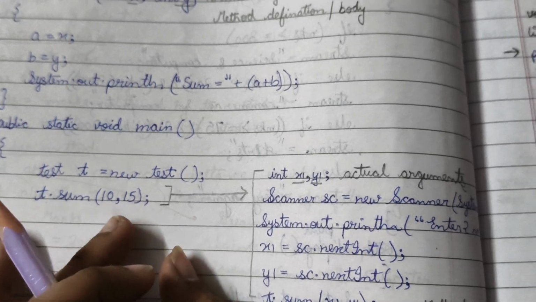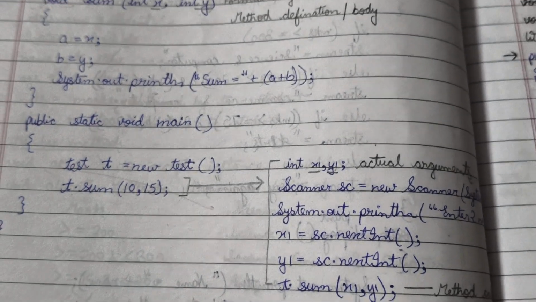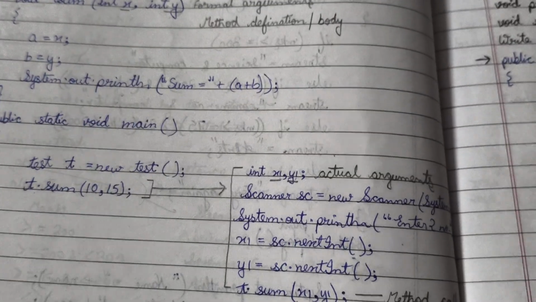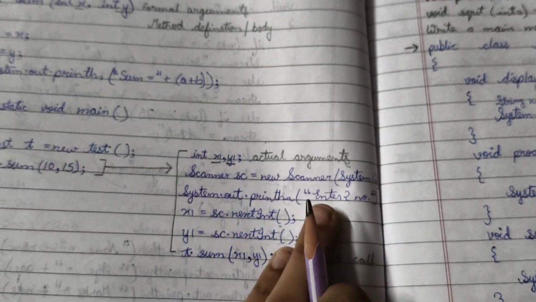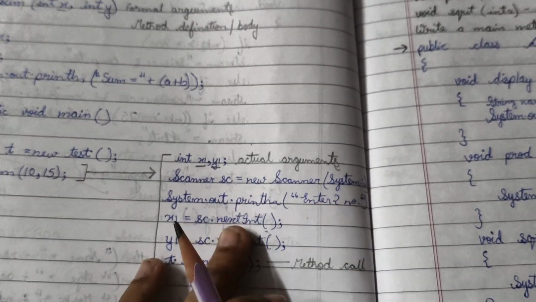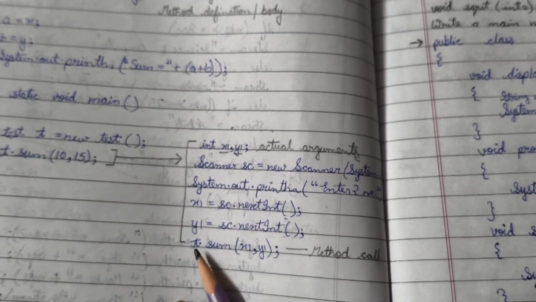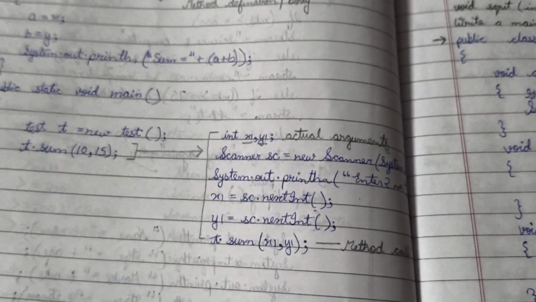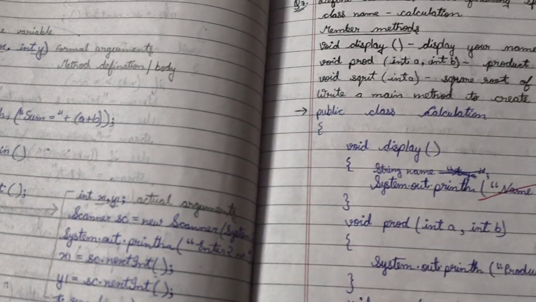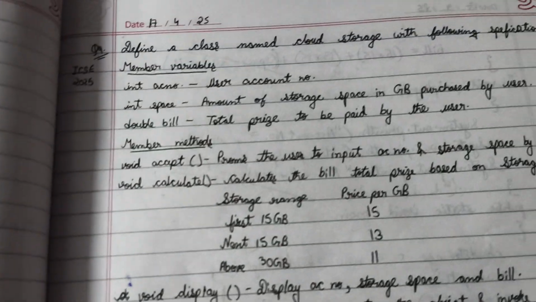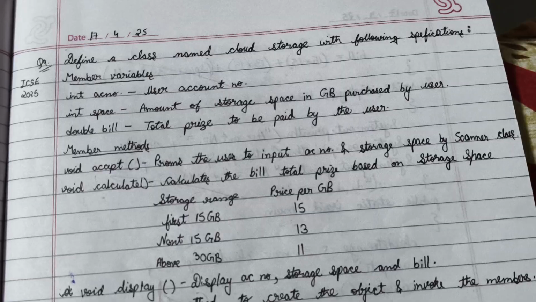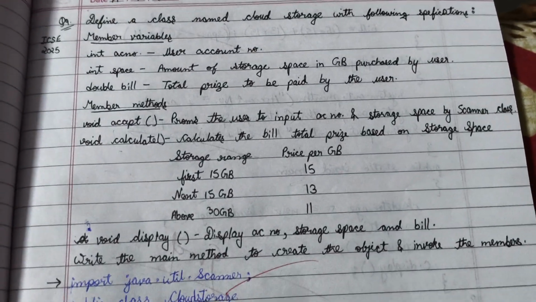But if we want these parameters to be initialized by the user, so what we can do, we will declare another 2 variables, then the Scanner class, we will ask him to enter 2 numbers, he will enter, and then we will do like this, t.sum(x1, y1), nothing else. Very easy concept. Yes, so there are many questions, you must practice according to them, and this is one of the most important and the latest questions.